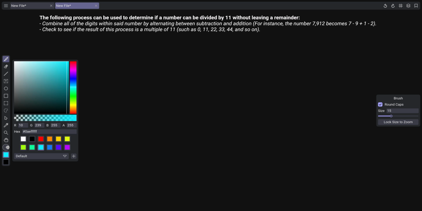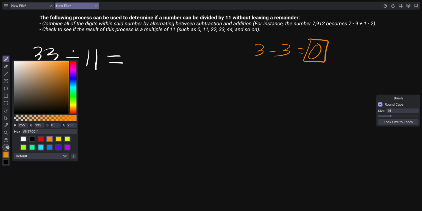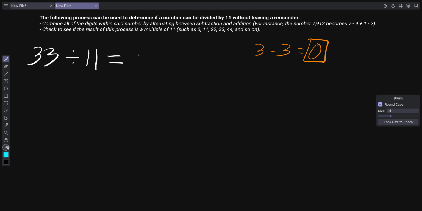So, let's say we had something like 33 and we wanted to see if 11 could easily divide into this. Two-digit numbers are very easy. You basically just subtract the two numbers. So you do 3 minus 3. This is going to give you 0, and this would be considered a multiple of 11. So this would check out, and we would get 3 as our answer because 11 times 3 equals 33.